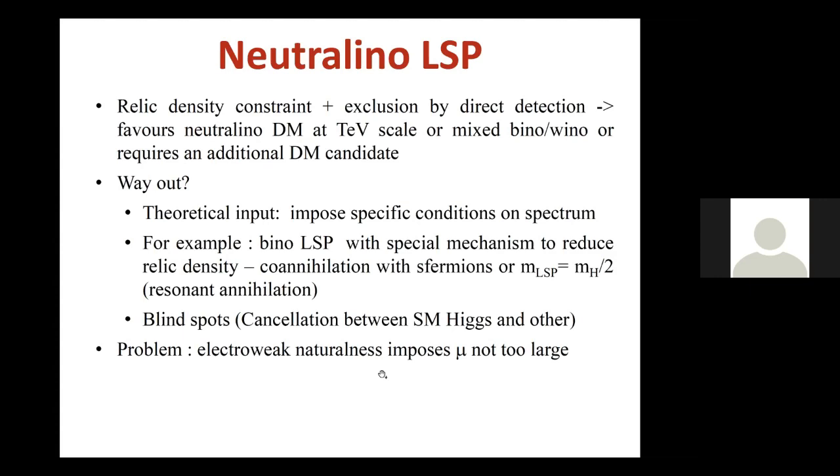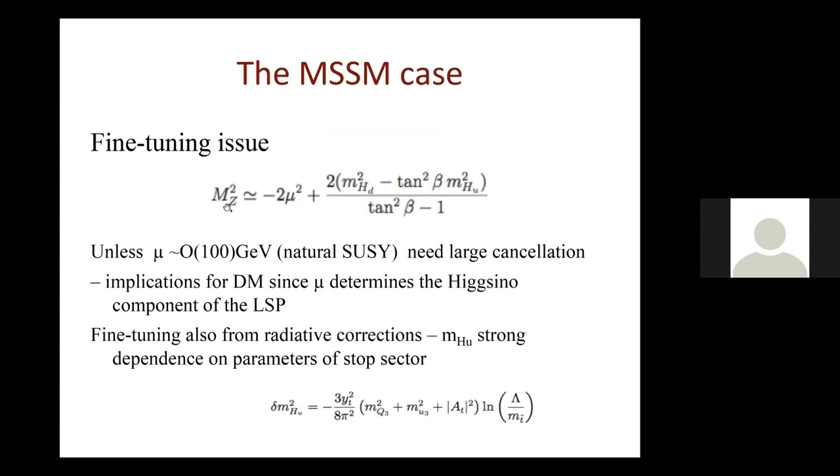Okay, so one problem with saying that neutralino dark matter is at the TeV scale is a problem with supersymmetry: electroweak neutrality will impose that mu is not too large. The reason is there's a fine-tuning issue, because the Z mass is related to mu and the values of these M_Hu, M_Hd that appear in the supersymmetric Lagrangian that I showed before. Unless mu is of the order of a few hundred GeV, you need large cancellation between these two terms. Okay, but these are theoretical considerations that you should keep in mind.